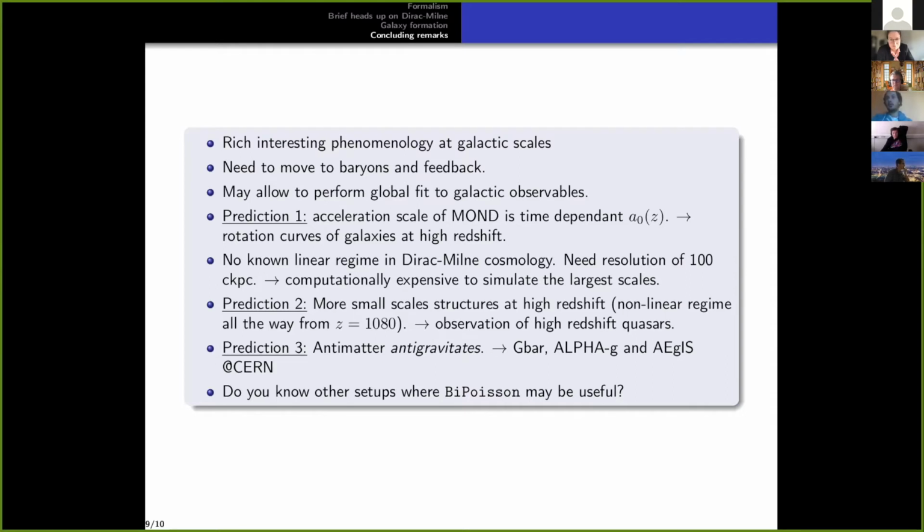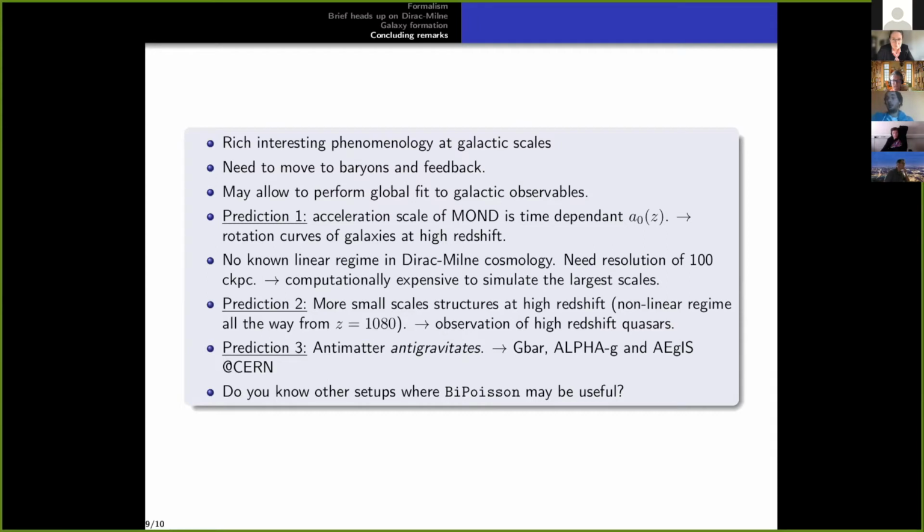Yes, what one can directly see, since you start non-linearly in the structure formation, is that you form more structure because you start to form all the way from redshift 1000. So hopefully this can also be a clear prediction to rule out or infer this model.